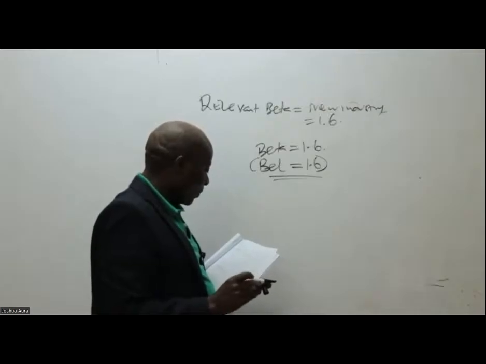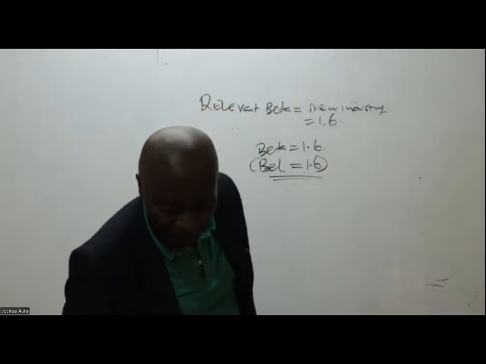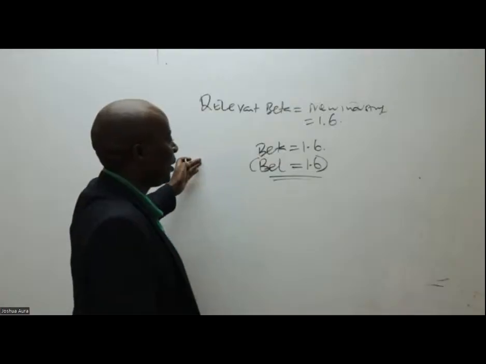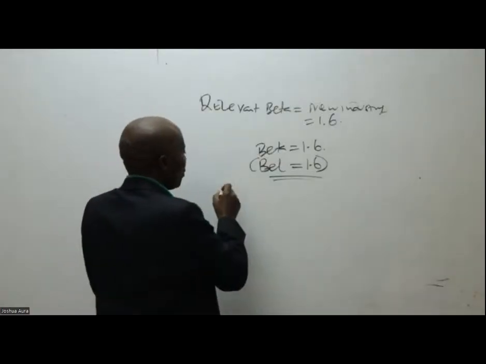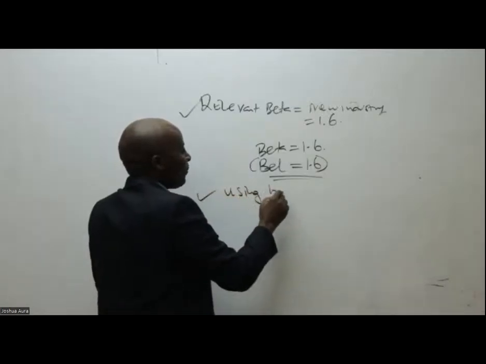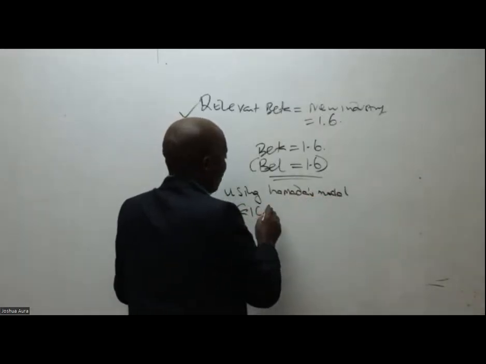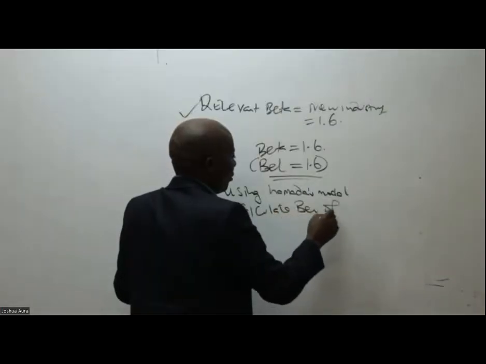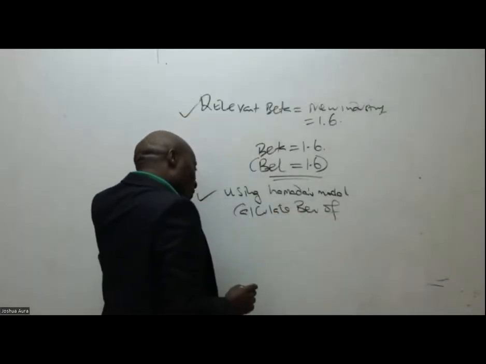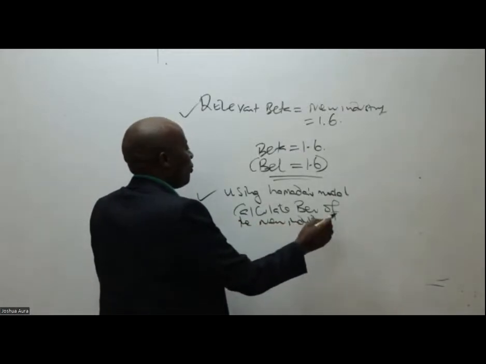So return on the market is 25%, risk-free is 10%. Assume corporation tax of 30%. So the very first thing that we need to do, ladies and gentlemen, is to get a BEU out of this relevant beta. Using Hamada's model, calculate BEU of the new industry.